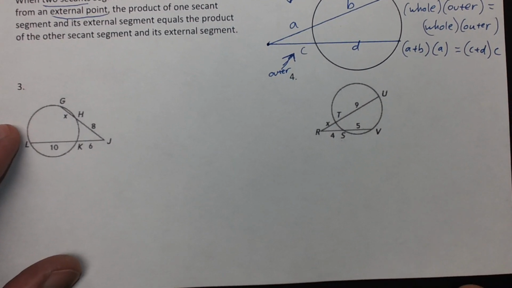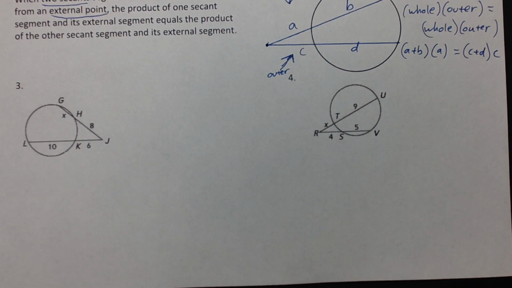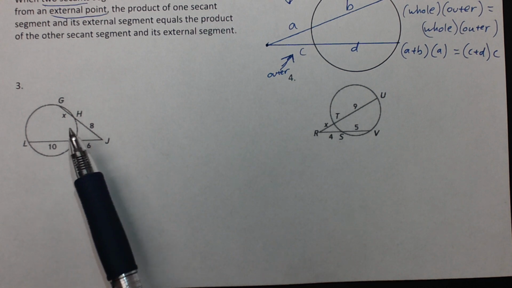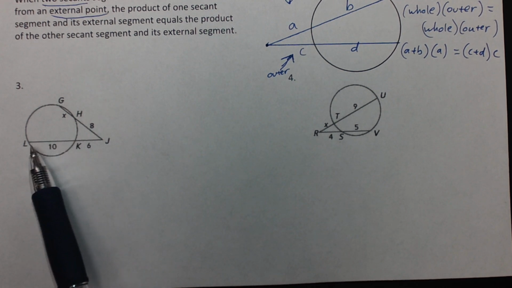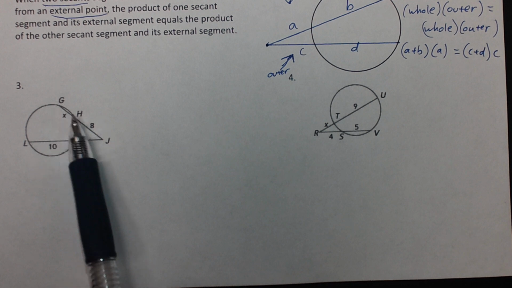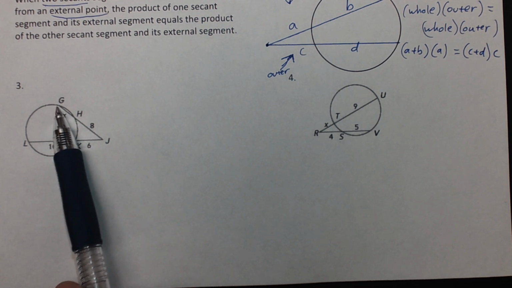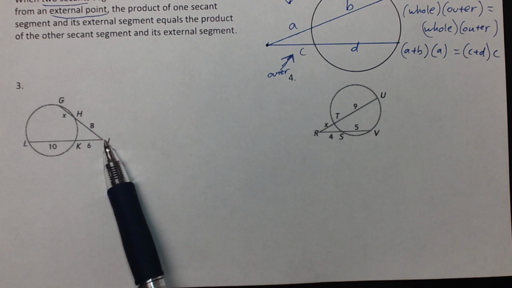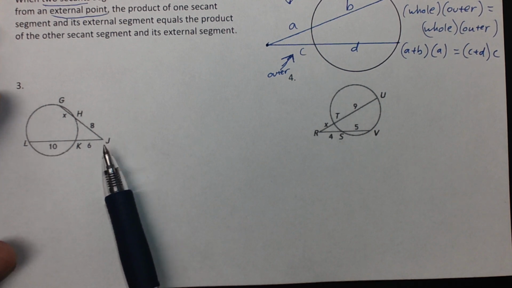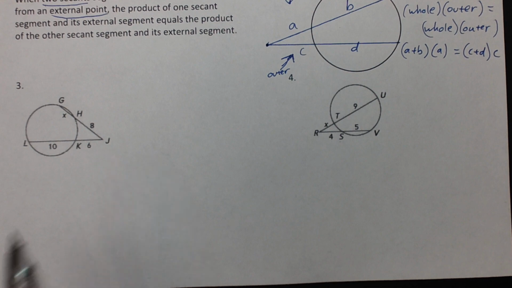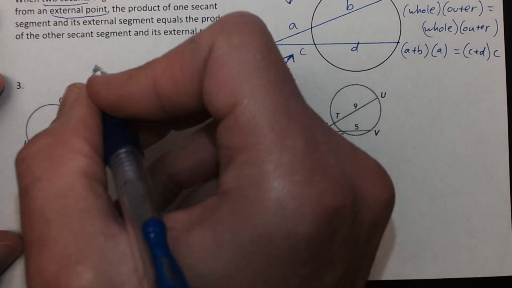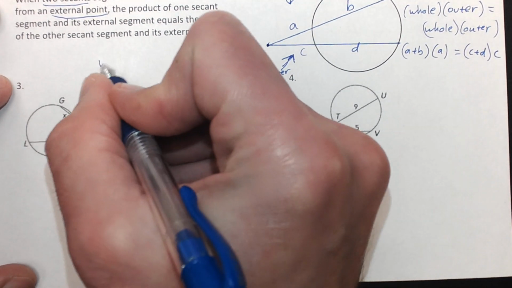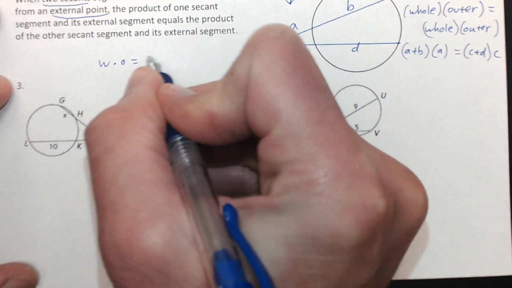So let's try example number 3 here. We have that exact situation, two secants. See how they both intersect the circle at two spots. This top one might be harder to see, but it intersects at both G and H. And both of them intersect at the same external point, which in this case is J. So here's how you're going to do this. Again, whole times outer equals whole times outer.